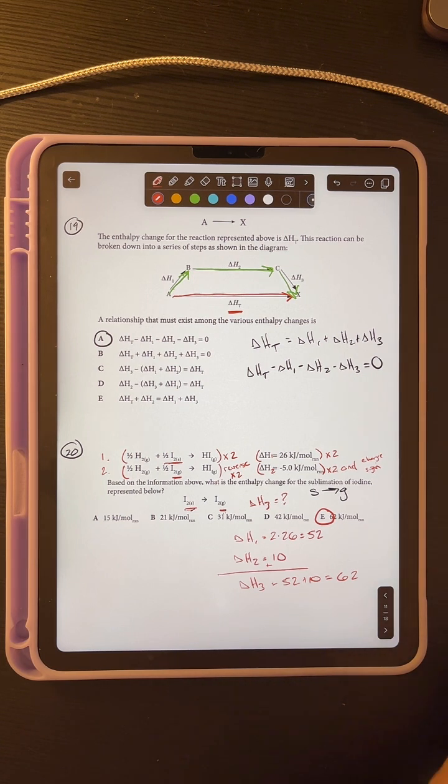Nice job, everyone. For the sake of time, we are going to do all of the, I don't know.